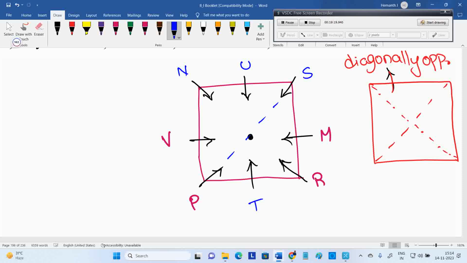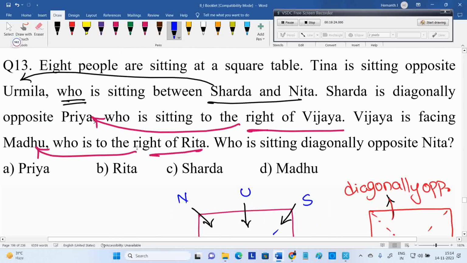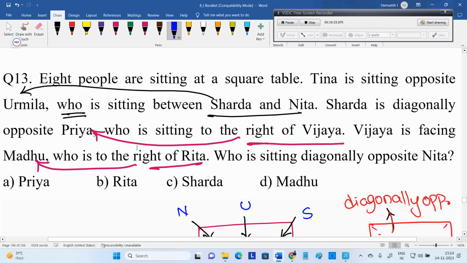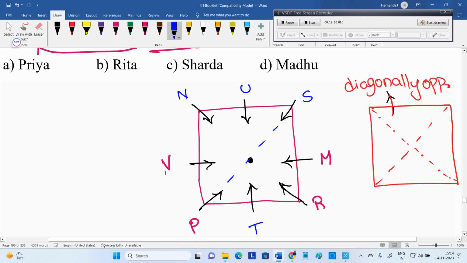One by one we need to map, and they'll ask plenty of questions here. Generally in other companies they'll ask 4 to 5 questions. I gave only one here. Nita diagonally opposite, who is the person? So if Nita goes diagonally opposite, the person is nothing but Rita. Okay, so Nita's diagonally opposite is Rita. Check this.